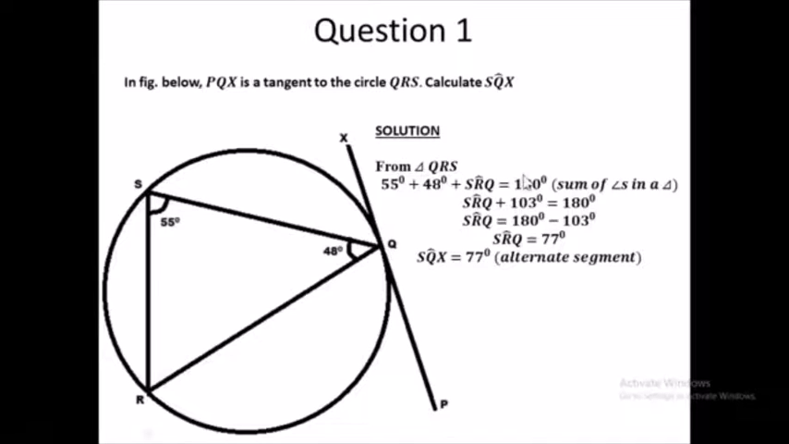Now, the first one we're solving is the one you are seeing on the board now. In the figure below, PQS is tangent to circle QRS. PQS, this line here, is a tangent to this circle. Now, calculate SQS.